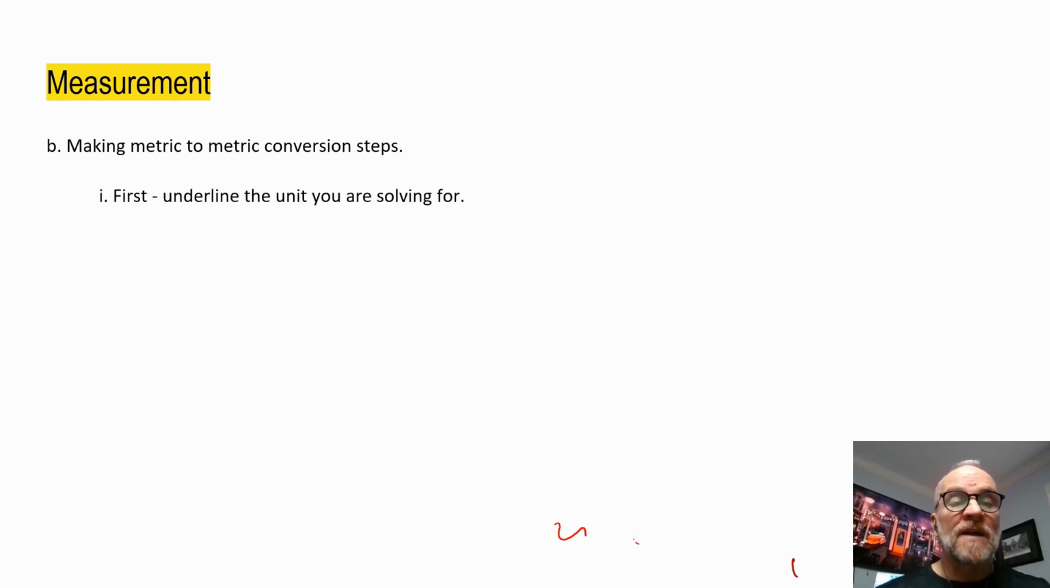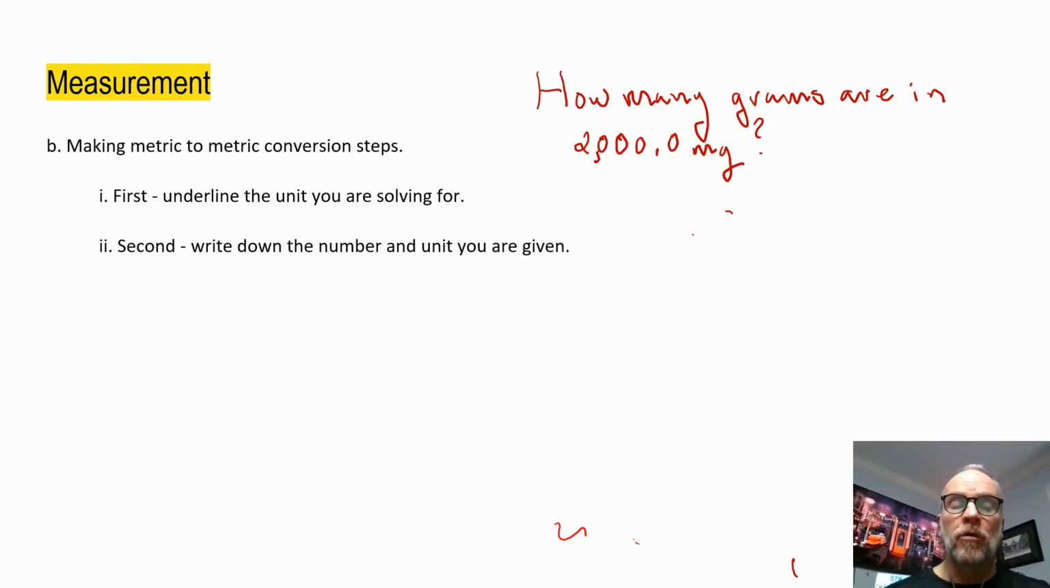The first step says to first underline the unit that you're solving for. And I think it might be helpful as we go over the steps to actually look at an example problem. So let's do that. So there's our example problem. And it says first underline the unit that you're solving for. So that will be grams. The unit you solve for will just have a letter or a descriptor by it. It won't have a number.